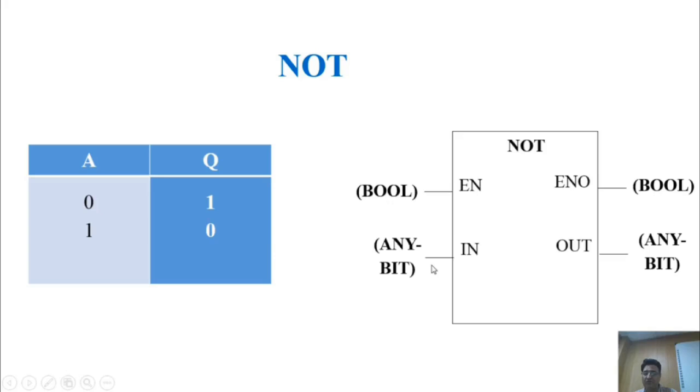For example, suppose we put a bit here and our input is 0. It will make the output 1 for us. Or if we set the input to 1, it will make the output 0 for us. We can also use this function in industry.